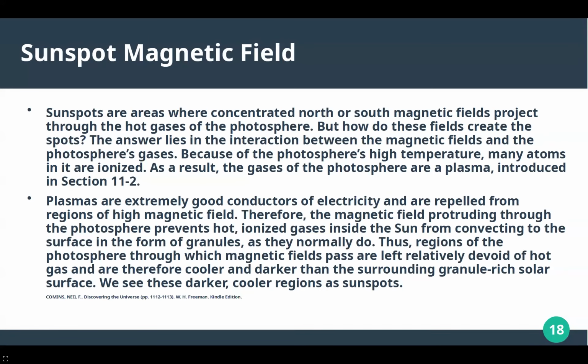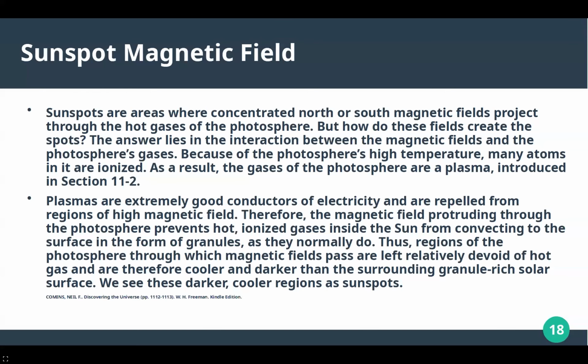Sunspots are areas where concentrated north and south magnetic fields project through the hot gases of the photosphere. But how do these fields create the spots? The answer lies in the interaction between the magnetic fields and the solar photosphere's gases. Because of the photosphere's high temperature, many atoms in it are ionized. As a result, the gases of the photosphere are plasma. Plasmas are extremely good conductors of electricity and are repelled from regions of high magnetic field.